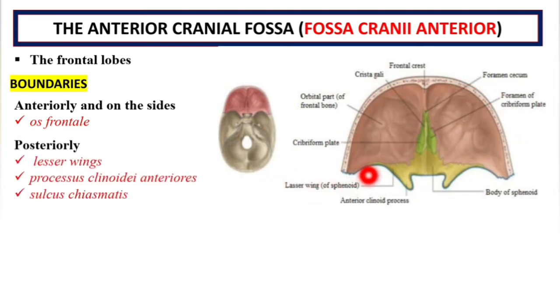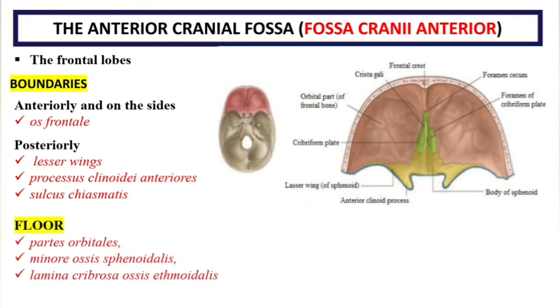Posteriorly, firstly, you will find the free margins of the lesser wing of the sphenoid here. Next, the anterior clinoid processes, right? Processus clinoidei anteriores, right? Again, they belong to the sphenoid bone. And then the sulcus chiasmaticus, not chiasmatis, right? It's here, right? So that's the posterior border.